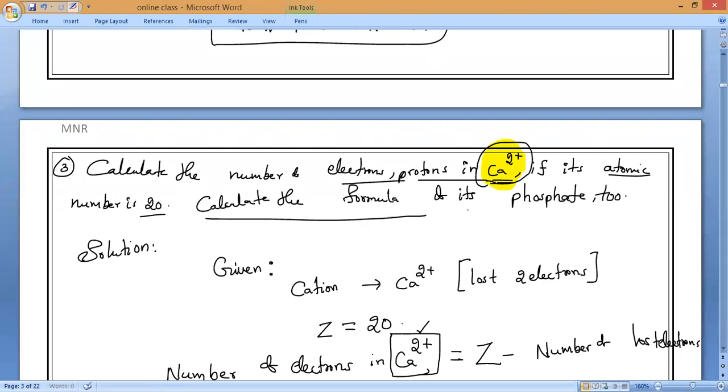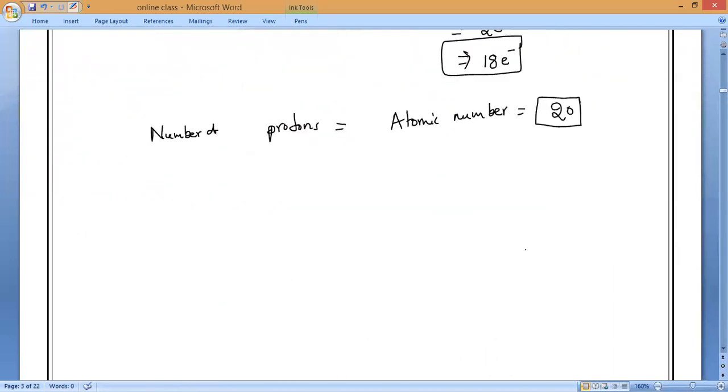Calculate the formula of its what? Of its phosphate. So with calcium phosphate, what formula will come? What is the compound that will come? At least tell me that. Calcium and phosphate. Both combined, what will come? Calcium phosphate will come. That is what you have to remember.